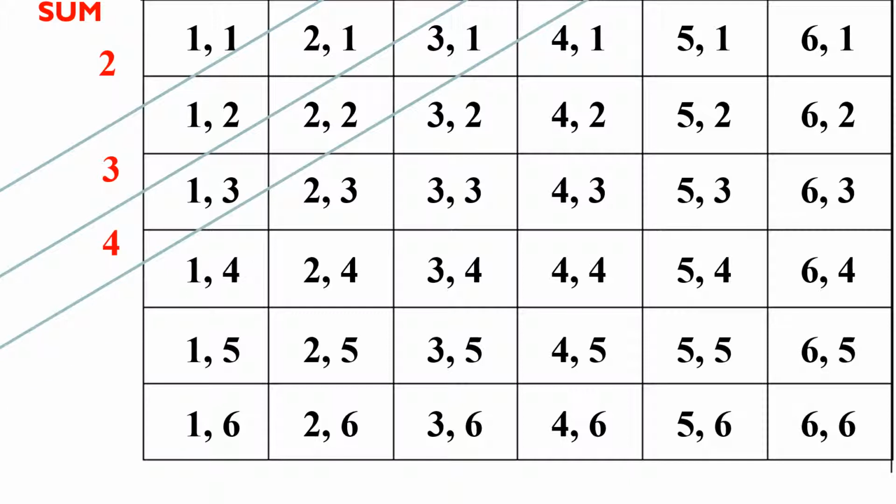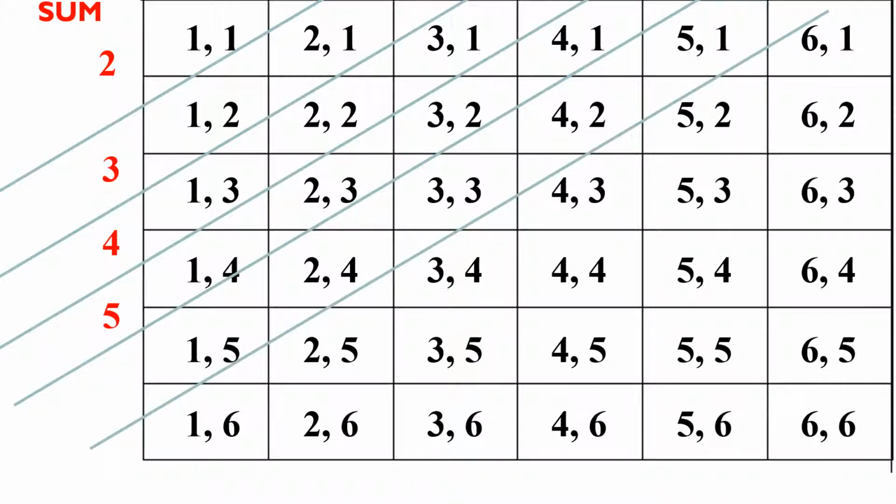We're going to continue this pattern. These 4 outcomes sum to 5. These 5 outcomes sum to 6. The longest diagonal in the table, all of those, 1 and 6, 2 and 5, 3 and 4, and so on, all of those sum to 7. So I'm just adding up the 2 dice rolls as we go through here.